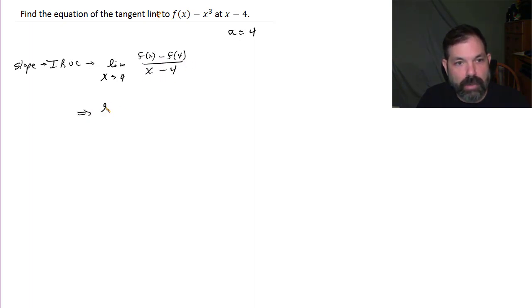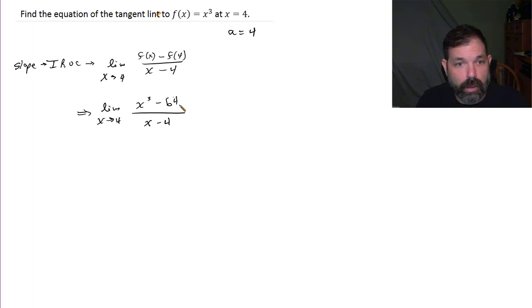And so then that's the limit with x approaching 4. Now f of x is x cubed, f of 4 is 4 cubed, which is 64, over x minus 4. Now we cannot directly substitute here. Since if x approached 4, x cubed would be 64. We have 64 minus 64 in the numerator, 4 minus 4 in the denominator, we have 0 over 0. It's an indeterminate form. So we have to use some factoring tricks here.